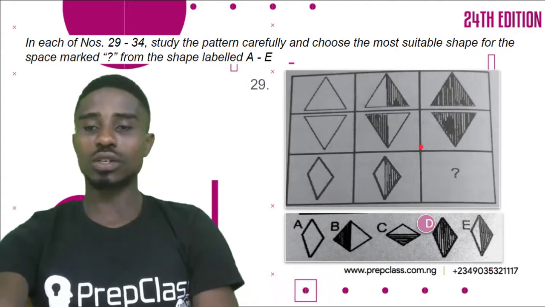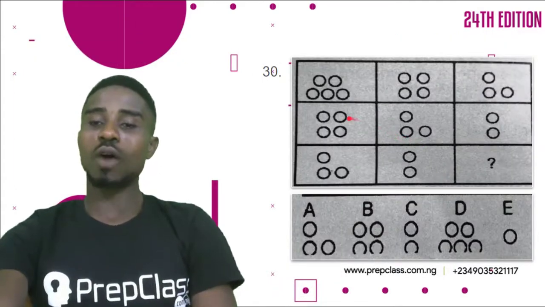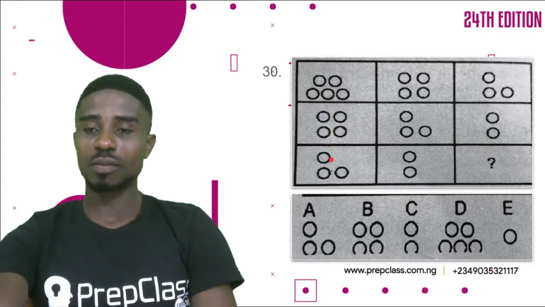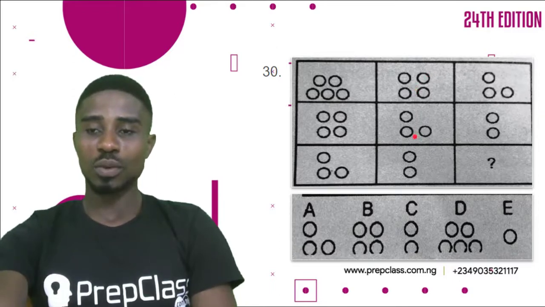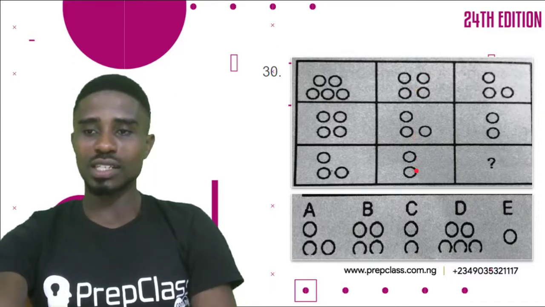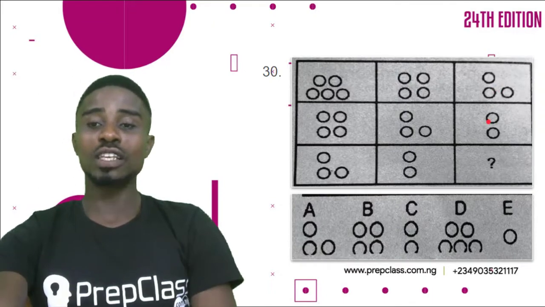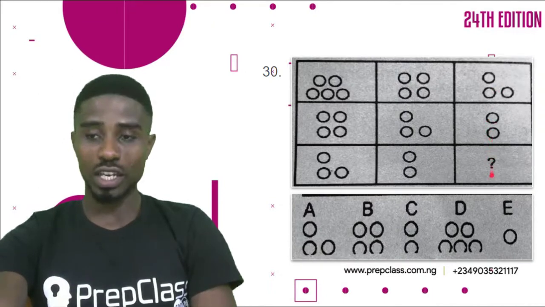Let's look at the next question. Question 30. Now, we have this column. You can see we have this column. We have 5 circles, 4, 3 circles. Now, over here we have 4, we have 3, we have 2. So there is a decrease in it. So here we now have 3, we have 2. Definitely we should have 1 here.